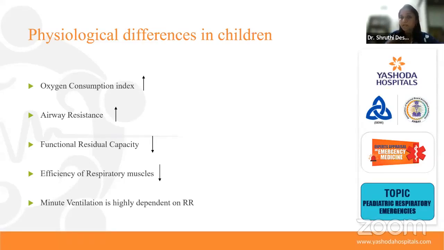The chest wall of the child is more compliant, with a transverse placement of the ribs attached to the thoracic cavity. So the ability of the chest wall to increase tidal volume is limited. Hence, minute ventilation is highly dependent on the respiratory rate, and the chances of the child going into severe respiratory distress and respiratory fatigue are higher. These are the physiological differences to keep in mind when a child with respiratory distress comes to the emergency, because there can be rapid progression from respiratory distress to respiratory failure. That's why these points are important.